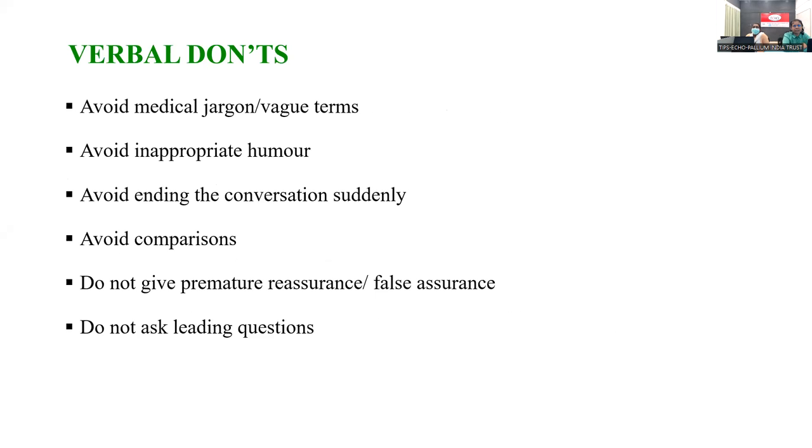Verbal don'ts: avoid, like I said earlier, medical jargon or vague terms. Most patients don't understand the medical terms that are commonly used, so use common words. If they are saying that they have got cancer, okay, they will understand. But if we say you are in the fourth stage of the cancer, or you are suffering from cervical cancer or something like that, if we use medical jargon, the patient will be confused, and there will be a barrier in communication.